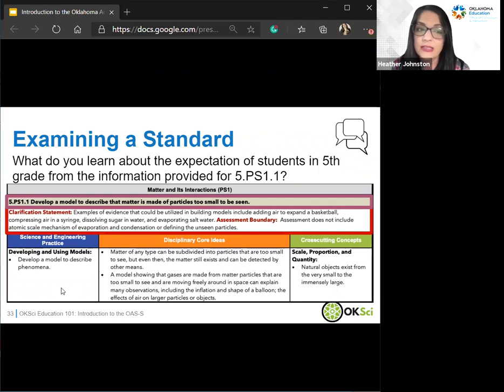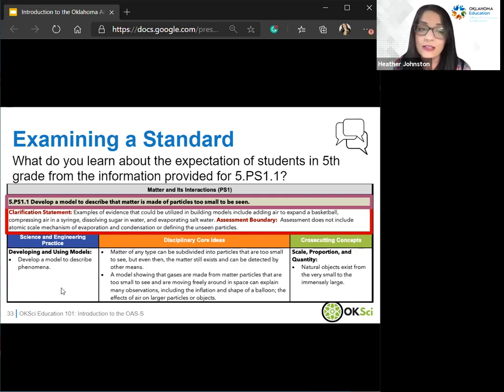The next section can give me some examples of what that even means, because maybe I'm wondering, how can they draw a picture of particles that they can't see, right? They just draw a circle and leave it empty. What does this look like? Inside the clarification statement, there are some examples here about building models about air. So inside a basketball or a balloon, when we blow up a balloon, there's just a bunch of air in there that we can't see, but both of those things are expanding. And so how could we draw a picture to illustrate that? And it gives you several other examples there as well.